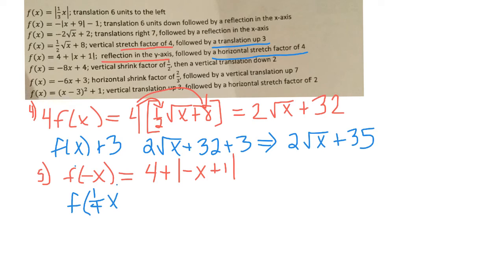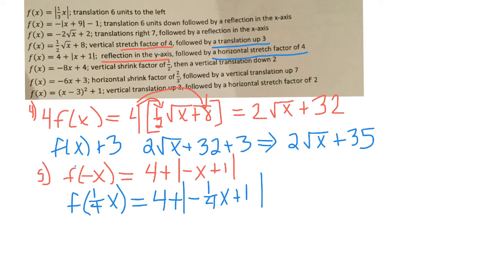So 1/4 x, f of 1/4 x. And so that's 4 plus the absolute value of negative 1/4 x plus 1. And there's no simplifying to do there.